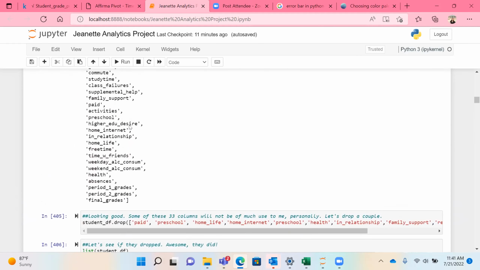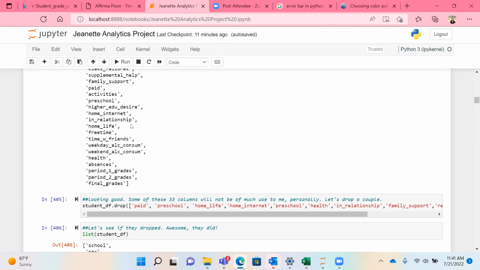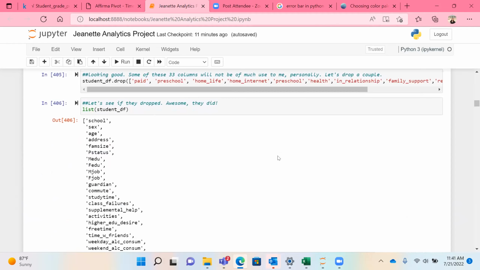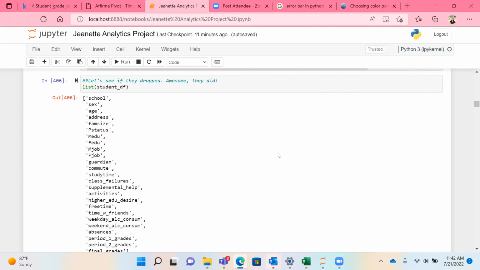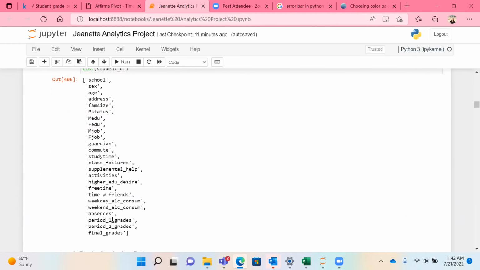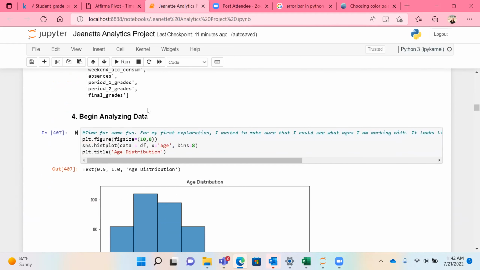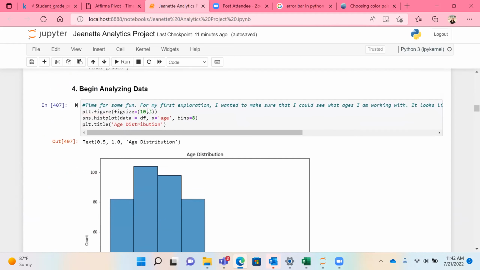However, I still felt like this was just way too much for me. It made it really hard to figure out what I wanted to start analyzing. So I went ahead and dropped a pretty good amount of these columns that I just decided not to work with. And as you can see, I still have a good amount left, but I got rid of some that I maybe didn't 100% understand or just knew I wasn't going to use. So once I got that all figured out, it was time to analyze.